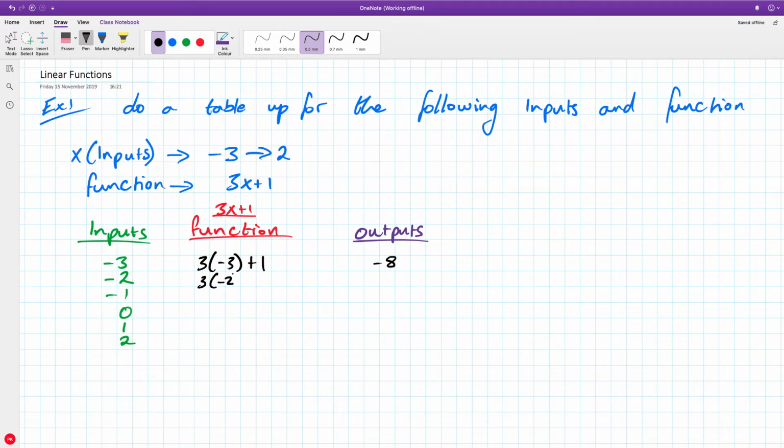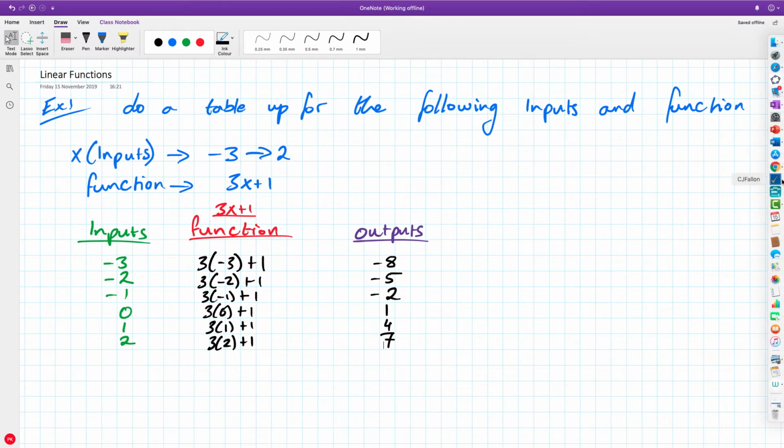Emer, 3 times -2 plus 1, -5. 3 times -1 plus 1, -2. 3 times 0 plus 1, 1. 3 times 1 plus 1, 4. And 3 times 2 plus 1 is 7. So there's our table. Our inputs in through our function, and then we get our outputs. Is that okay? Right, the next thing we're going to look at.